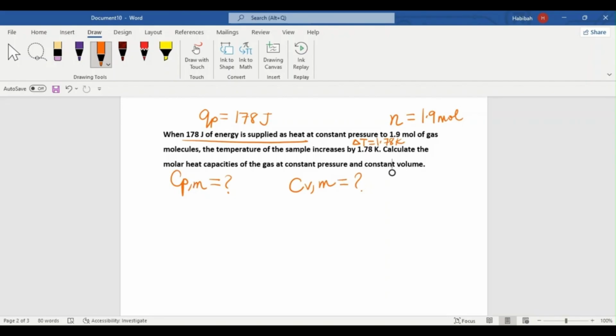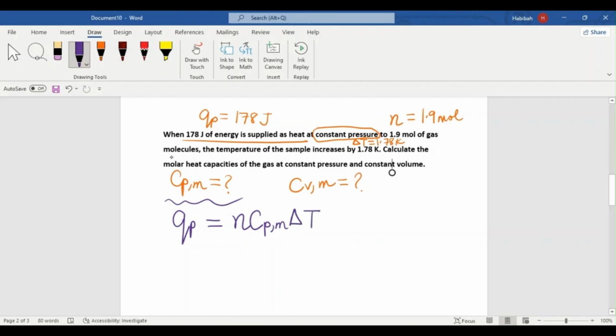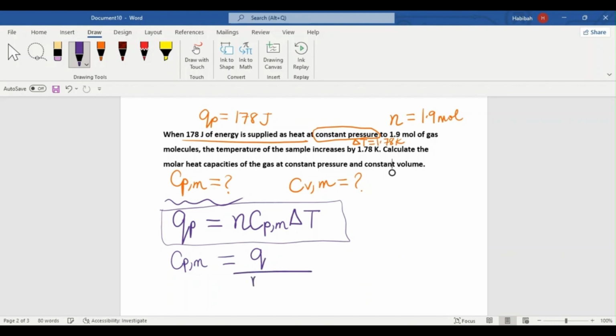Because we're given the heat at constant pressure at the beginning of the question, we are going to use this information to determine the formula we're supposed to use. Q, heat at constant pressure, is equal to the number of moles times the molar heat capacity at constant pressure times the change in temperature. From this, we can determine the molar heat capacity at constant pressure. So Cp,m equals Qp divided by number of moles times change in temperature. This is how you solve for the molar heat capacity at constant pressure.